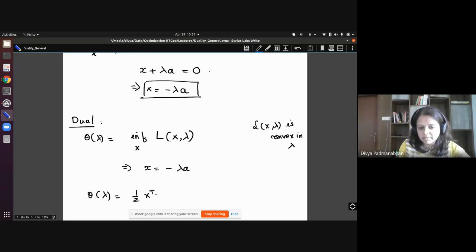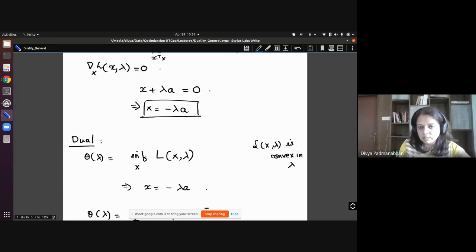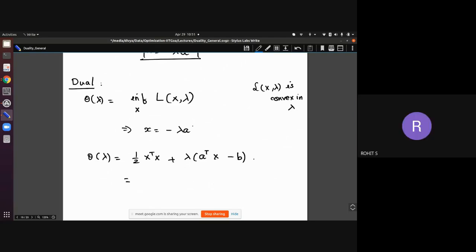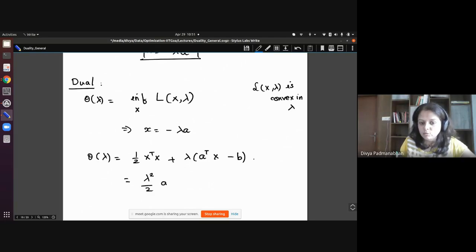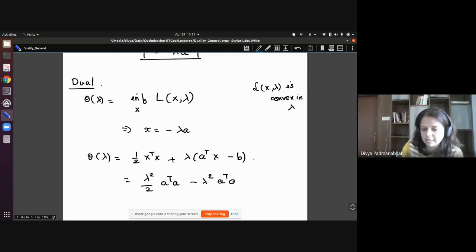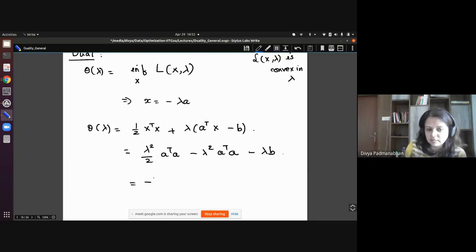So in half x transpose x plus lambda times (A transpose x minus b), you substitute this value of x. So what's the first term going to be? Lambda square by 2, A transpose A. And this term, lambda A transpose x, what will it be? Minus lambda square A transpose A, minus lambda b. So this is what you get as a dual function. This is actually minus lambda square by 2 A transpose A minus lambda b.